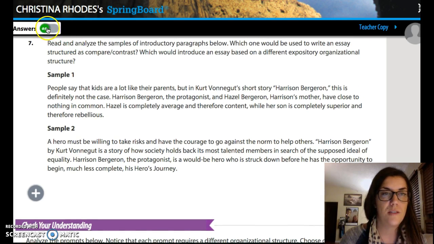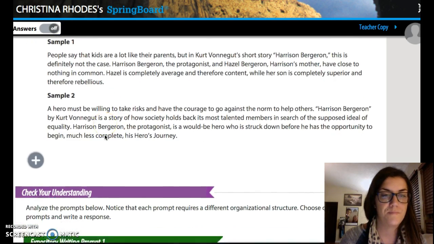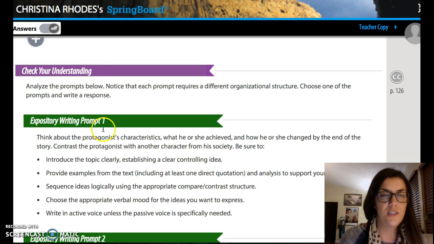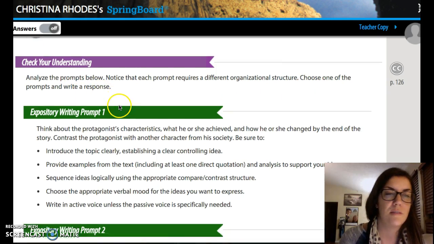Okay, so let's discuss which ones those are. Next, you have to check your understanding. Analyze the prompts below. Notice that each prompt requires a different organizational structure. Choose one of the prompts and write a response.